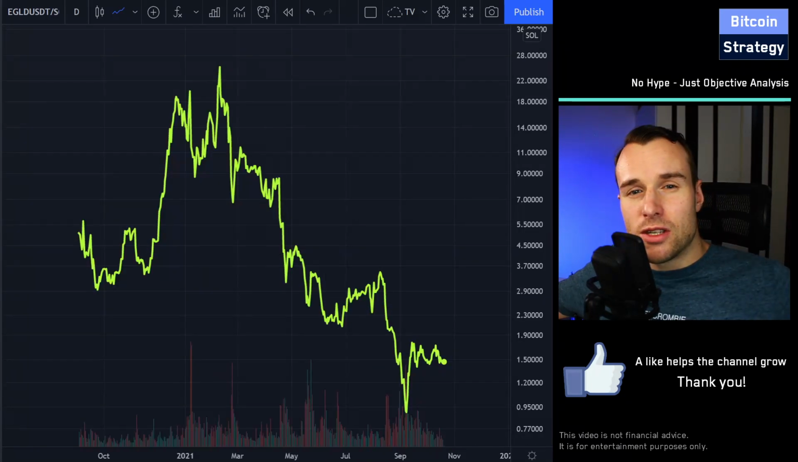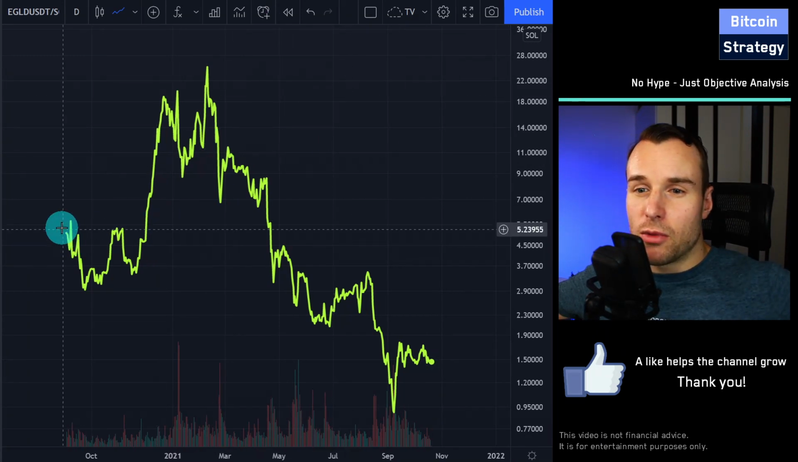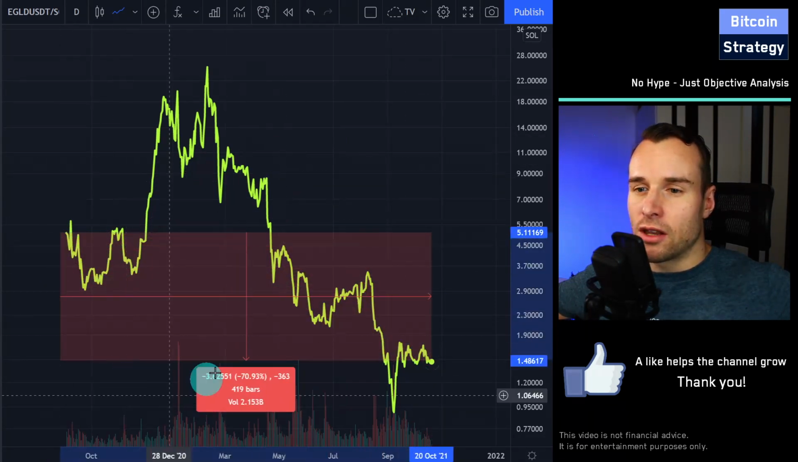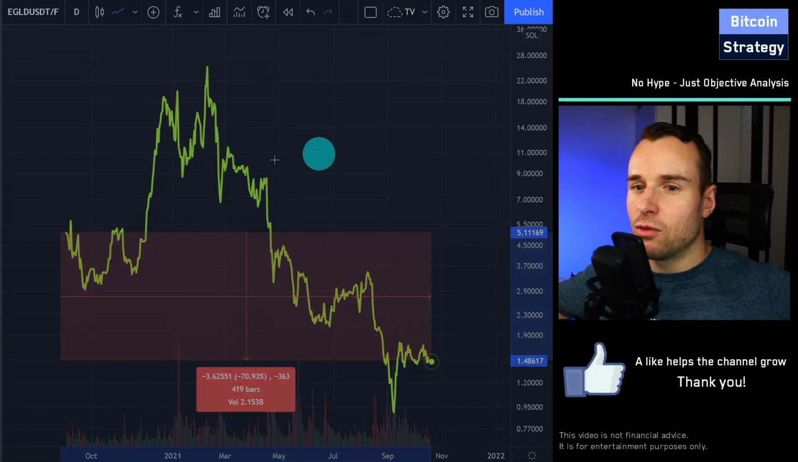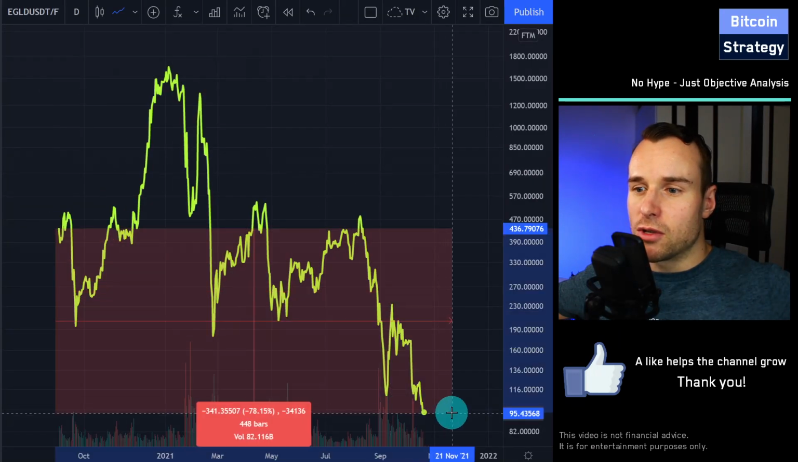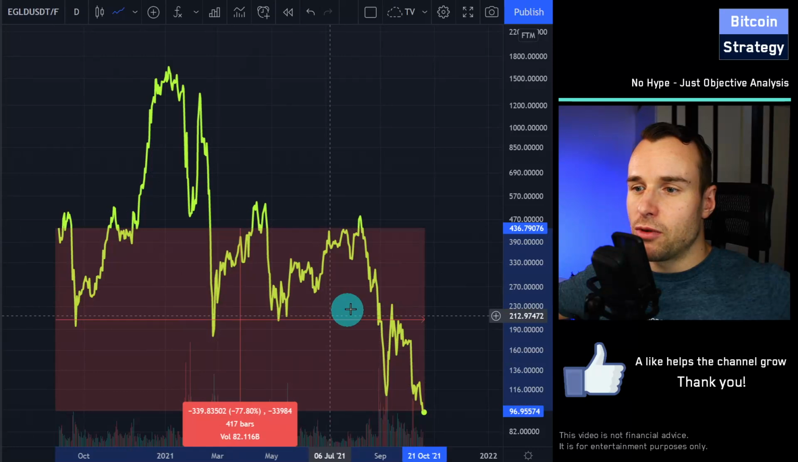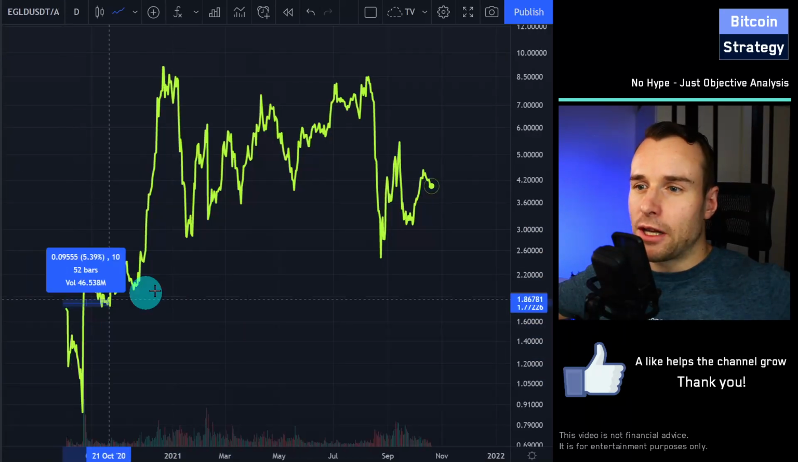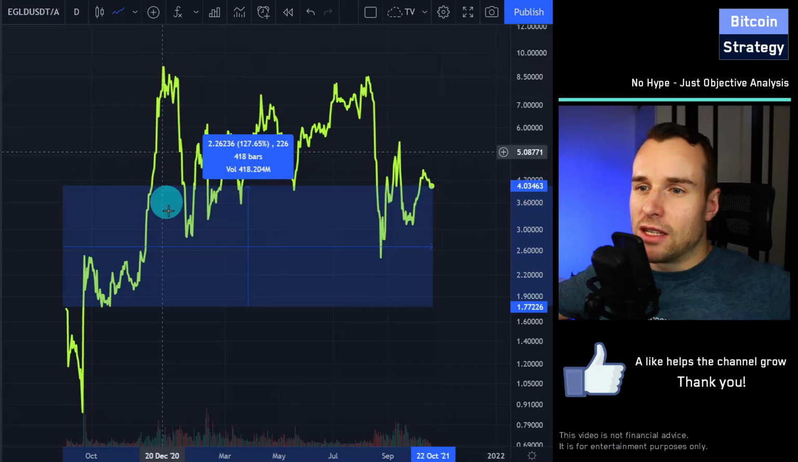What's interesting though is the relative performance to other smart contract platforms that already have a product, that already have a lot of active users. So this is now the relative performance to Solana. Solana is outperforming, or in other words, Elrond is underperforming by 71%. Here's the relative performance to Phantom, also an underperformance of 78%. And the only active project that Elrond is outperforming is Avalanche.